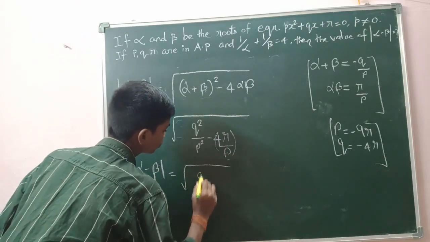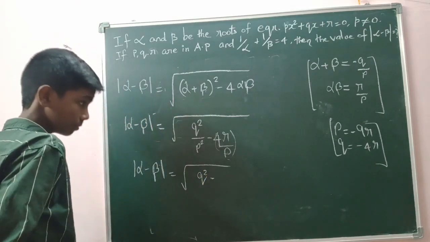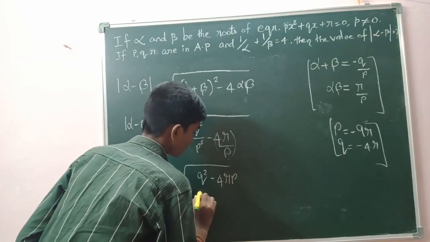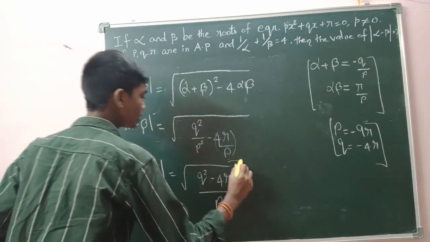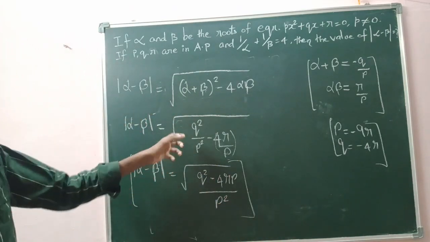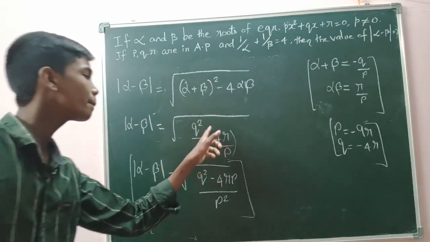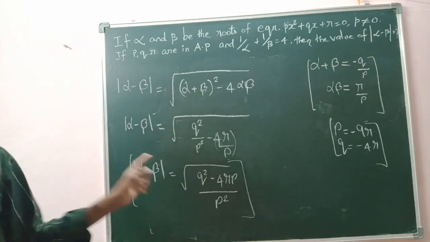Therefore, you get q square minus 4rp by p square. Correct now? When you take LCM, this is something you guys will be left out. Just take LCM, very simple. Q square by p square minus 4r by p. When you take LCM, just multiply p in this particular fraction on both numerator and denominator. Hence, this is something you guys will be left out.